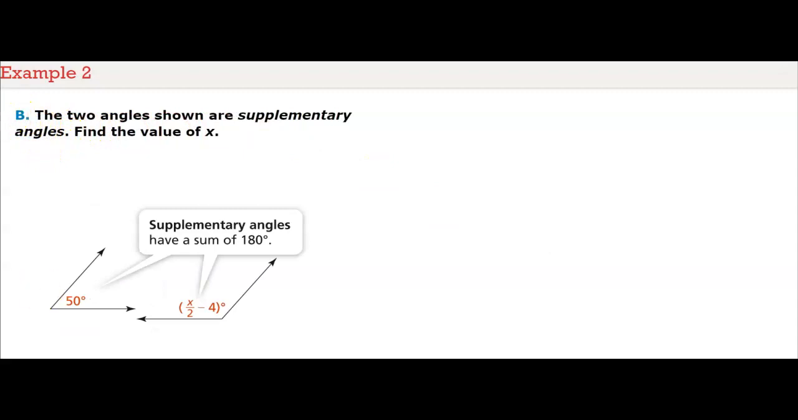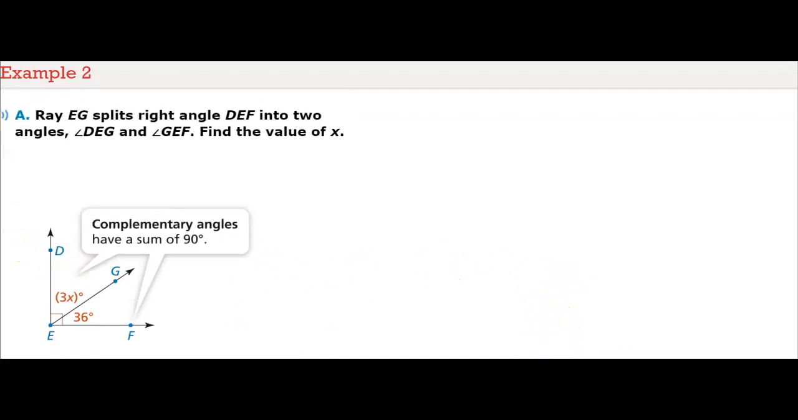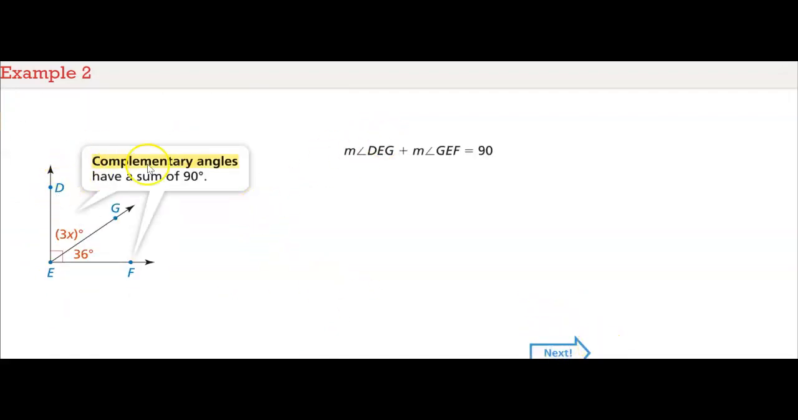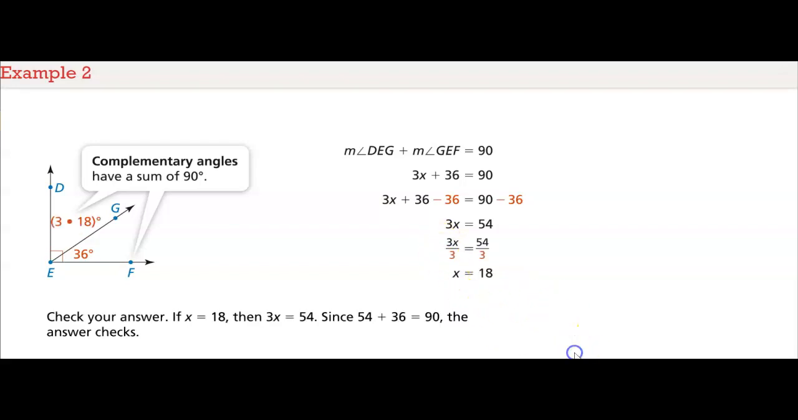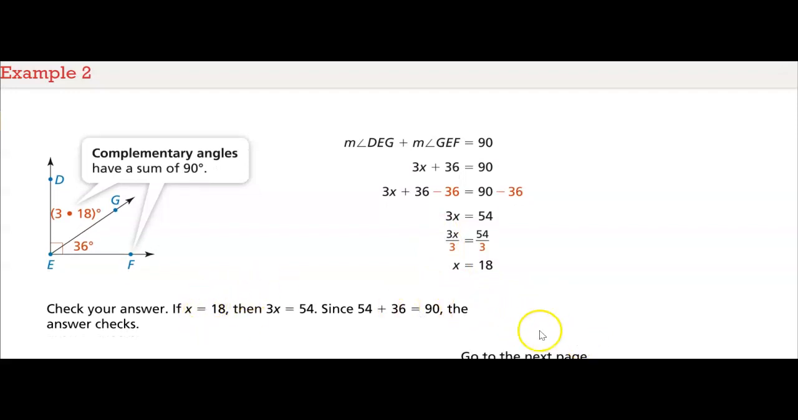For Part B, the two angles shown are supplementary. All right, so I already explained that. So angle DEG and angle GEF, when you add them together, should equal 90. So 3x plus 36 is equal to 90. Then you subtract 36 from both sides, and you get 3x equals 54. And then you divide by 3, and you get x is equal to 18. So the answer for x is 18, and then you can find the sum of the actual angle degrees.